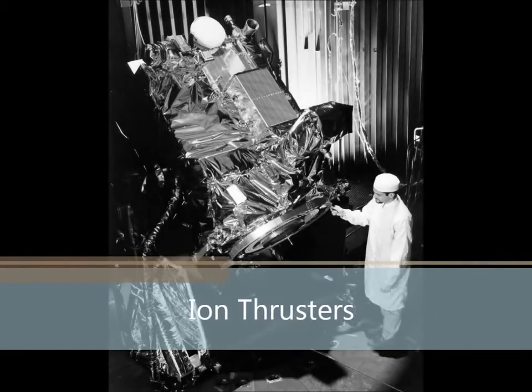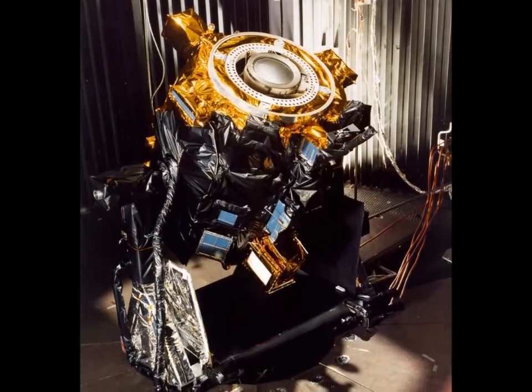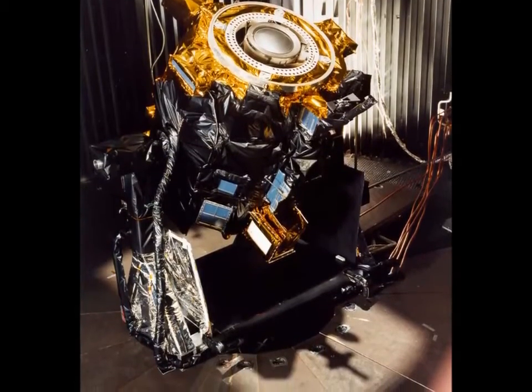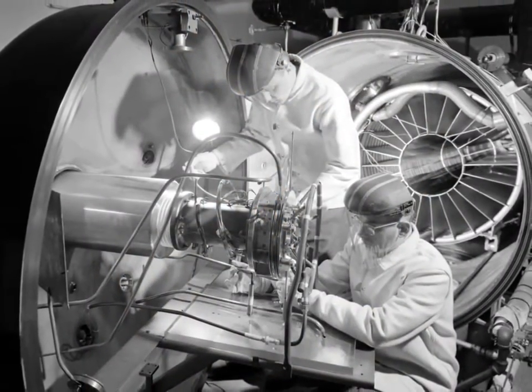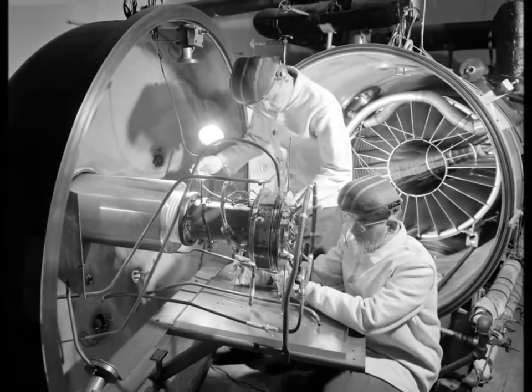So for my report, I did ion thrusters. They're a relatively new means of spacecraft propulsion. They were first invented only around 40 or 50 years ago. This is what they look like. You can kind of see one here. They utilize the Coulomb force to accelerate positively charged ions and create thrust.